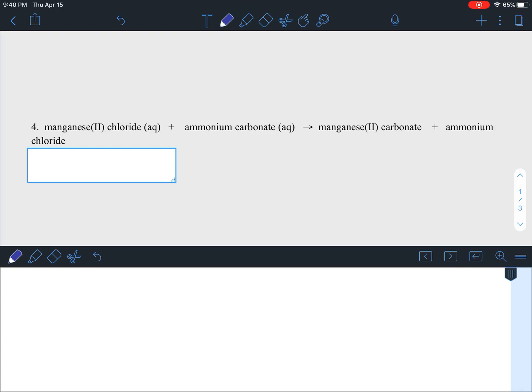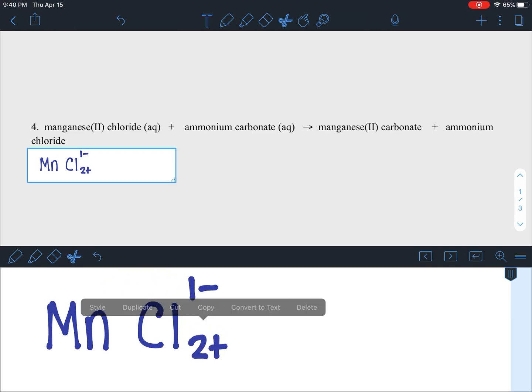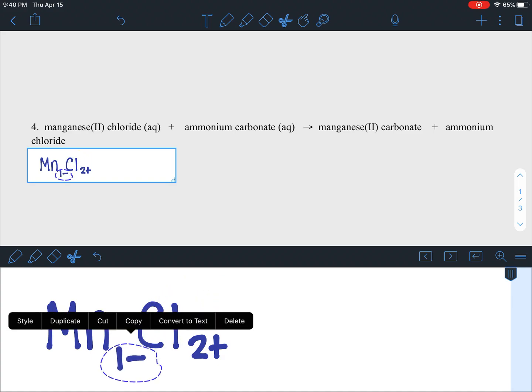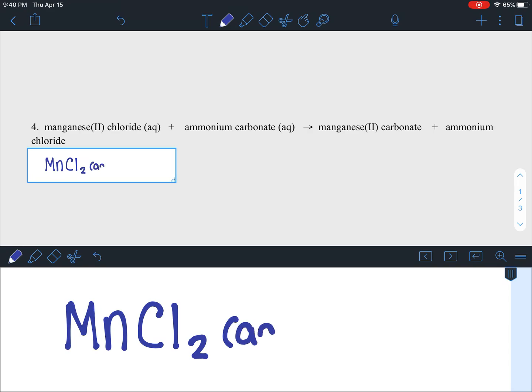So manganese 2 is Mn with a 2 positive. And that's going to go with chloride, so Cl with a 1 minus. Writing that as a compound, just as a reminder, I think it's a good time to review. We never write the charges, and if it's a 1, we don't write it. So that's MnCl2. Again, because this is a solution, we'll write down aqueous.